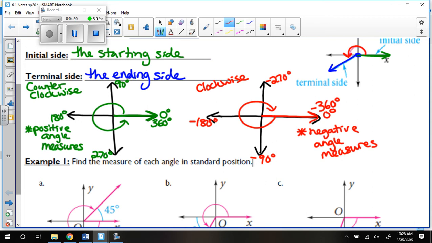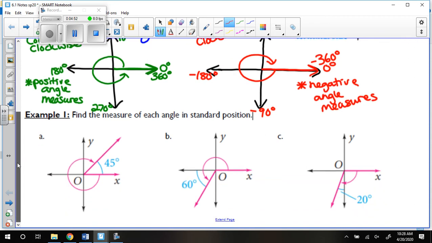All right, so using what we just talked about, we are going to figure out the angle measures for each of these pictures, like how big these angles are. Notice which direction the angle is moving. So if you look at part A, our angle measure is going down and around. Okay, so we're going clockwise, which is going to be negative because we went down and around.